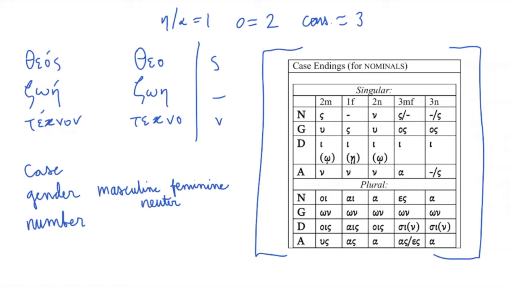Next we've got the cases. We've got four letters here, N, G, D, A. That stands for nominative, genitive, dative, and accusative.